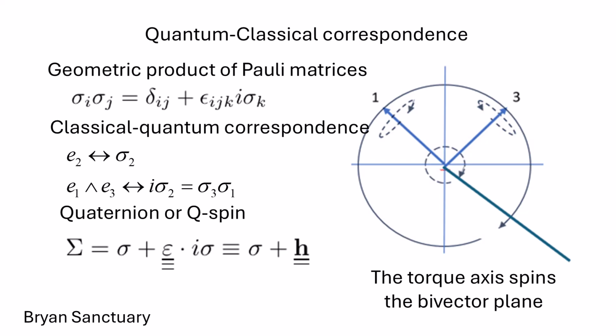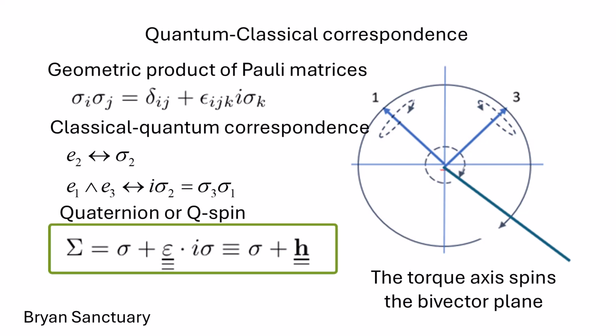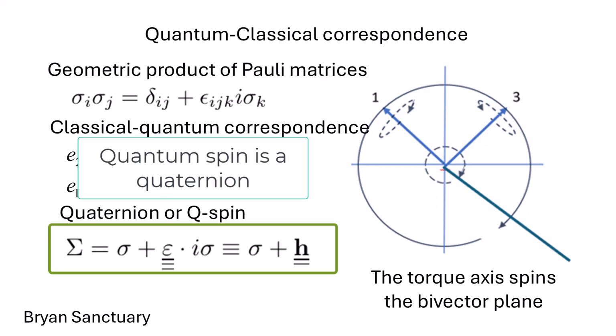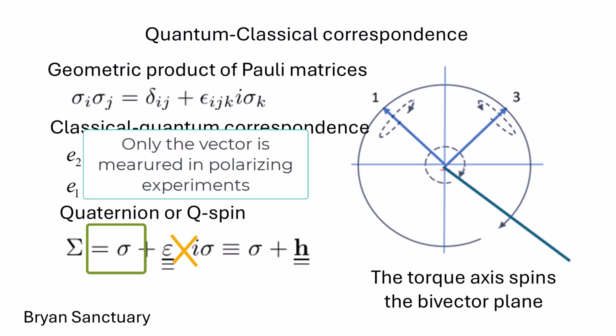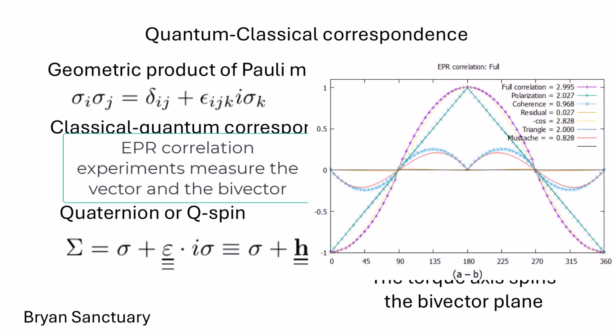Finally, one is naturally led to define spin as a vector and a bivector, which gives a rotor or a quaternion. The usual definition of spin in quantum mechanics neglects the bivector, since only the vector motion can be measured, that is sigma, in usual polarized experiments, and the second term is zero. However, EPR coincidence experiments measure the correlation between a product of spins, one at Alice and one at Bob, and in that case, both terms are relevant and lead to an explanation for the violation of Bell's inequalities.